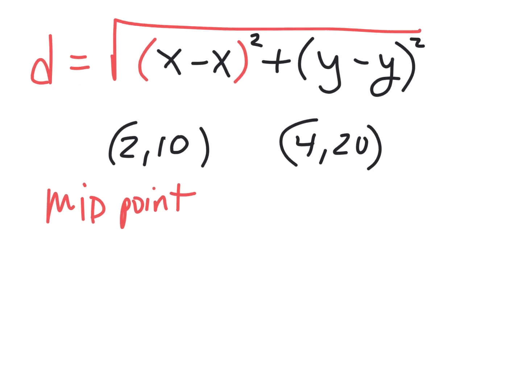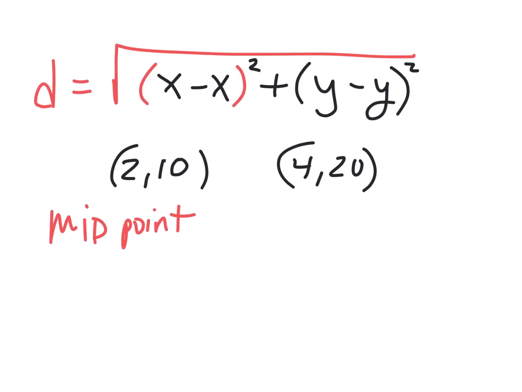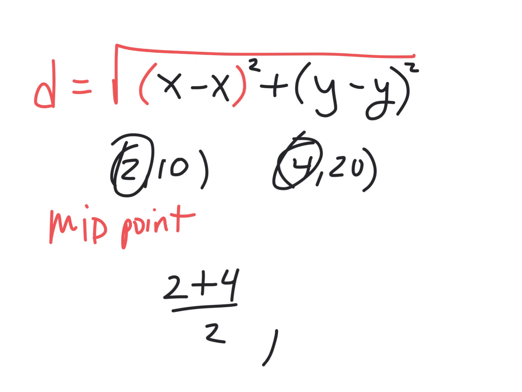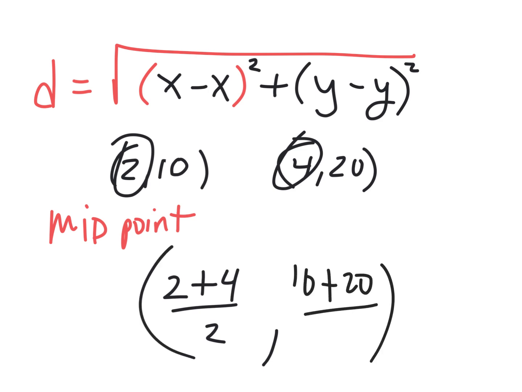All right, on the midpoint, that's where you're trying to find the middle of this and this. Well, what's in the middle of 2 and 4? 3. What you could have done is add them together and divide by 2. Same thing with the other part. You could have added 10 plus 20 and divided by 2. So that'd be 30 divided by 2 is 15. So that's 3 comma 15. Does that make sense to you?